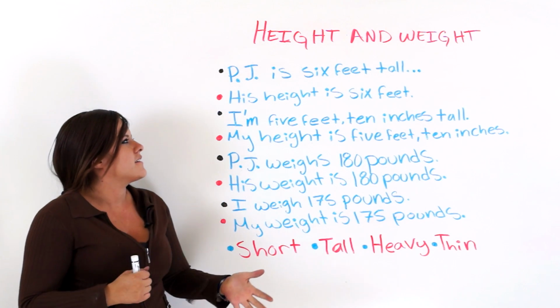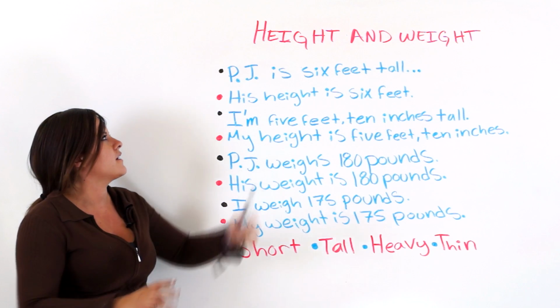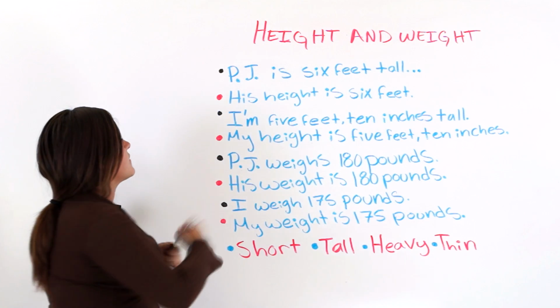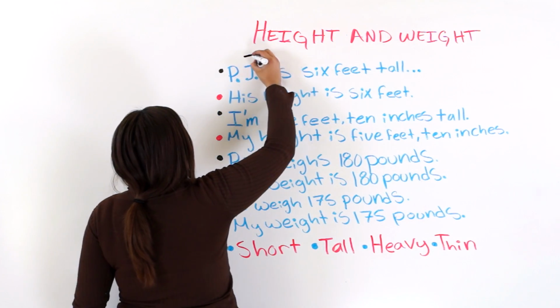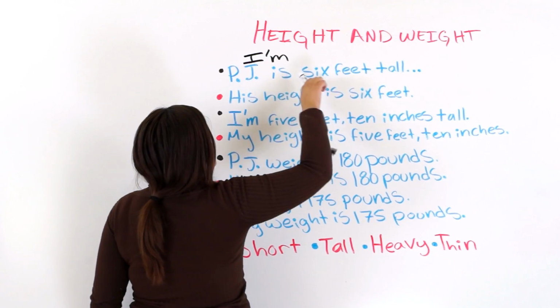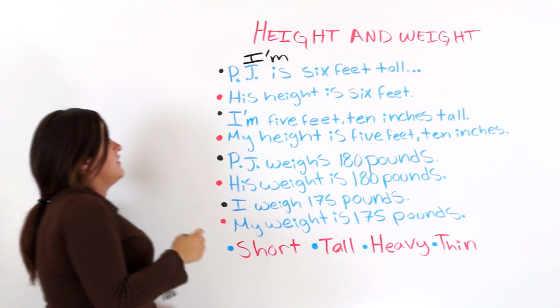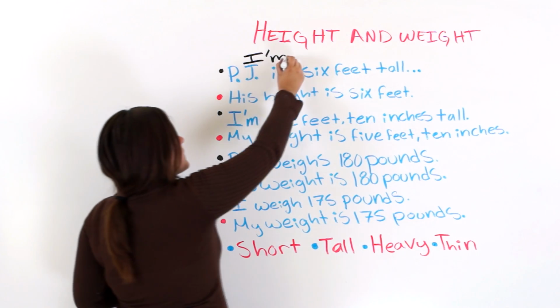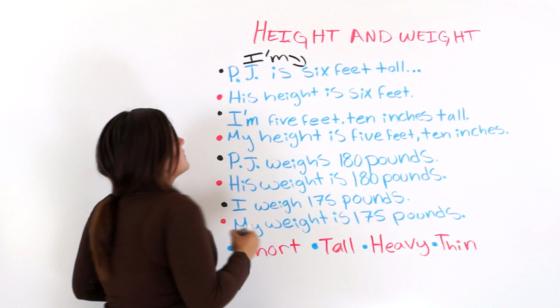If somebody asks him, how tall are you? He's going to say, I'm 6 feet tall, instead of saying PJ is, because right here we're talking in third person. He's going to say, I'm 6 feet tall. Okay? The next one. I am 6 feet tall.